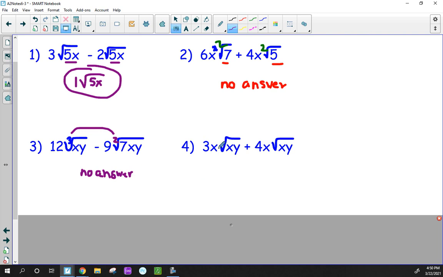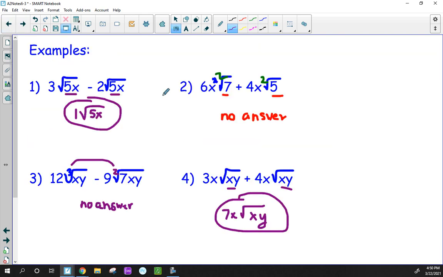Number 4, 3x radical xy plus 4x radical xy. Indices are 2. Radicands are the same. We can combine 3x plus 4x. Those are like terms also. So 3 plus 4 is 7. So 3x plus 4x is 7x times the square root of xy. And because this doesn't simplify, that's your final answer.